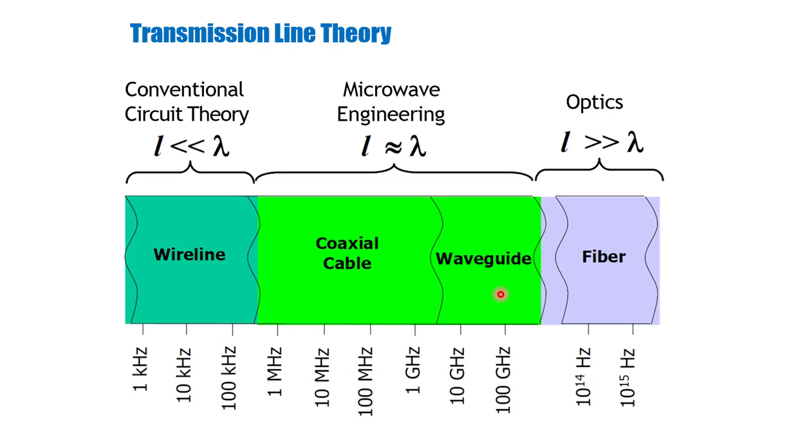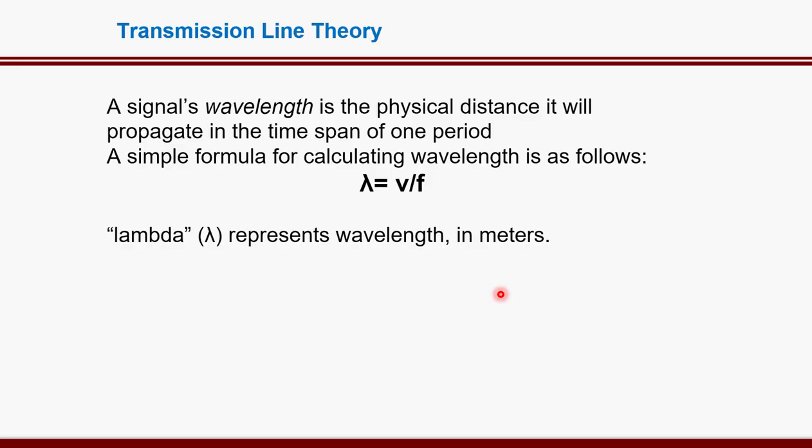So the length of the transmission line is affected by the distance lambda. So what is lambda? First let us see. The signal wavelength, known as lambda, is the physical distance it will propagate in the time span of one period. And its simple formula is lambda equals v divided by f, where small v is the velocity of light. This means lambda is inversely proportional to the frequency.